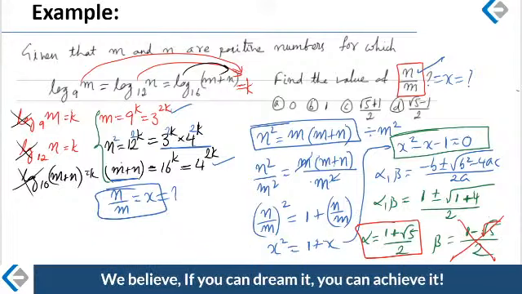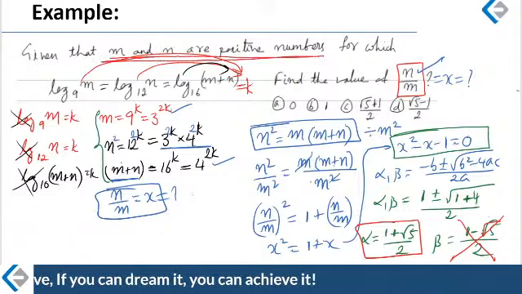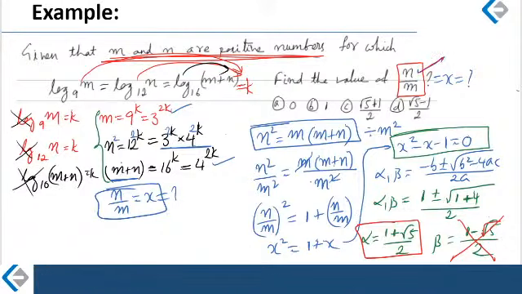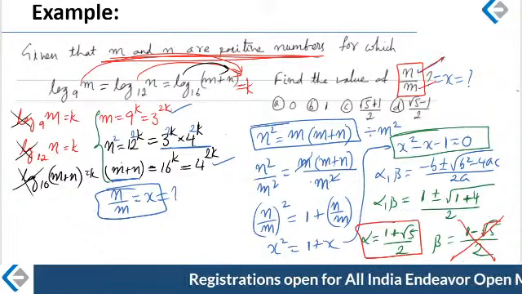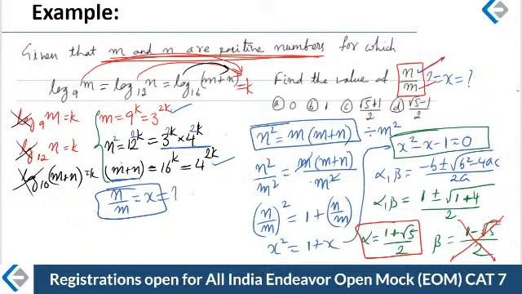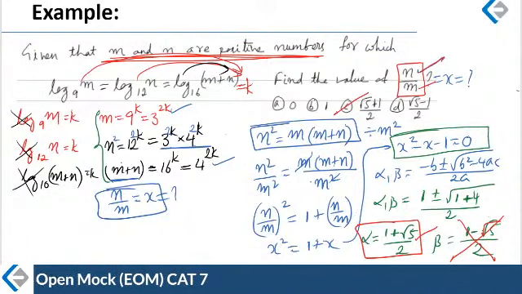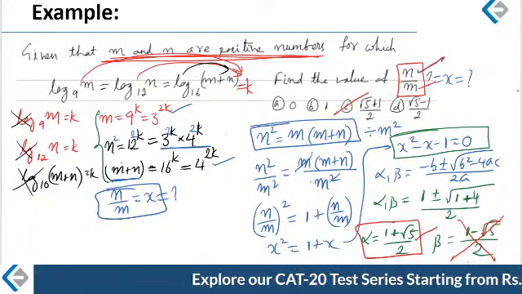You may wonder, why value cannot be negative? It is given m and n are positive numbers. If m and n are positive numbers, a positive number divided by a positive number, why on earth will it become negative? It is positive, right? It would be positive. Therefore you take the positive value, which becomes your answer. Therefore you are writing this as root 5 plus 1 divided by 2. That becomes your answer. Beautiful question here.